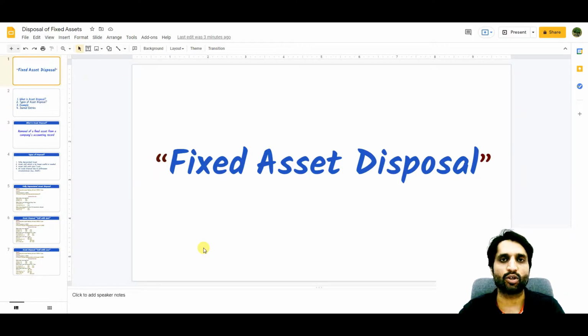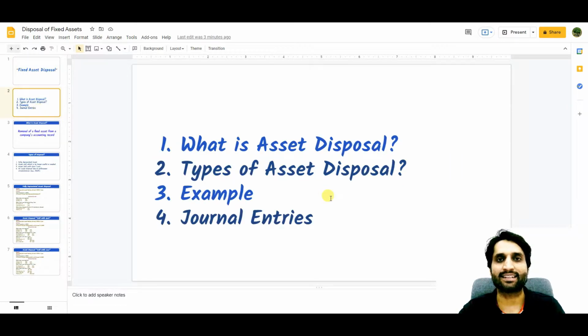What we will learn in this video: we will see what asset disposal is, what the types are, and what circumstances require us to dispose of our fixed assets. We will see a real life example and the journal entries, the complete cycle from beginning to end, of what is going on with an asset from time to time. So we will understand this disposal very easily. Let's start with the beginning and see the definition.